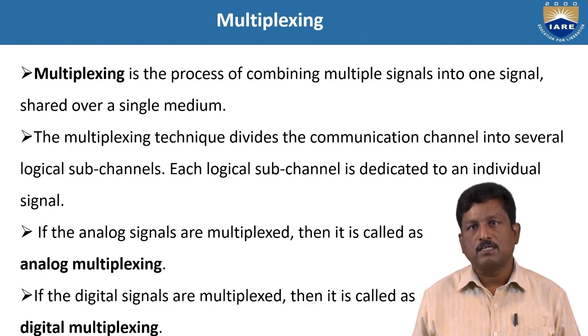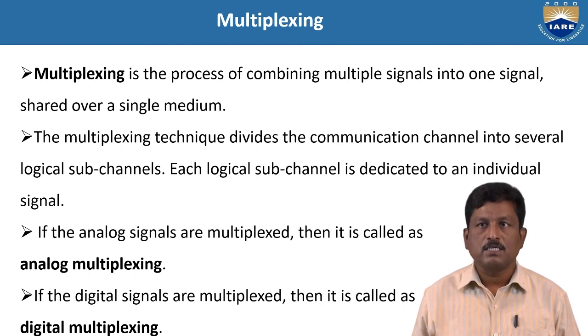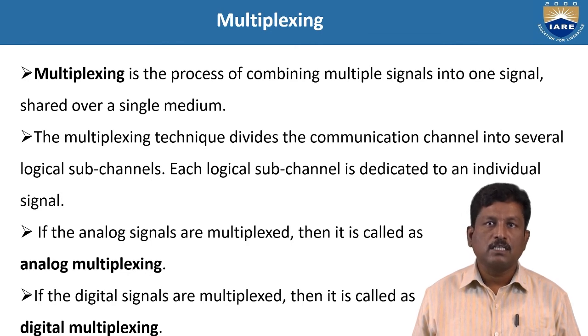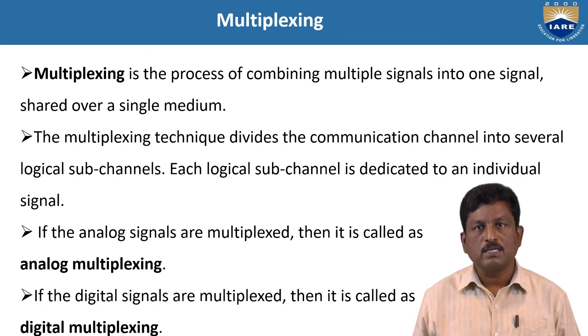So what is multiplexing? Already discussed that. Multiplexing is the process of combining multiple signals into one signal, which is called a composite signal. If the signals are separated in time, it is called time division multiplexing. TDM stands for time division multiplexing, where the signals are separated in time. FDM stands for frequency division multiplexing. Here the signals are separated in frequency, so that is called frequency division multiplexing.